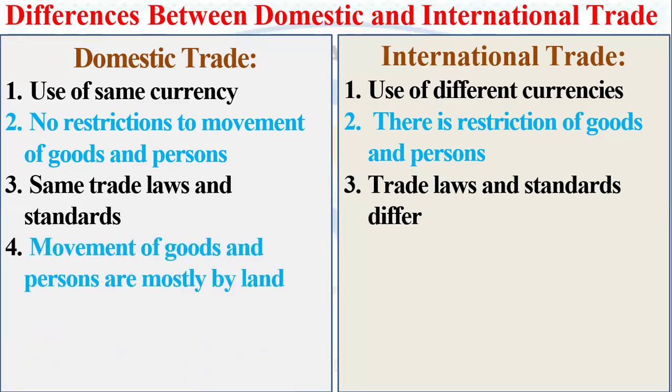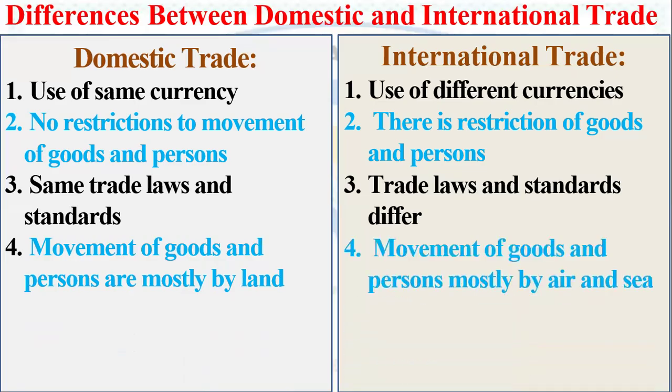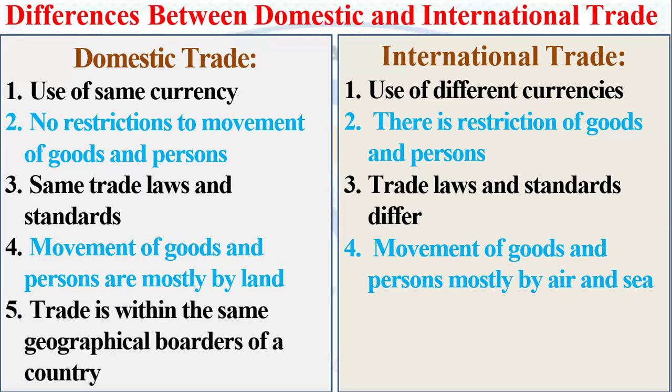Another difference is that the movement of goods and persons within local trade is mostly done by land, especially by train or by cars. However, when it comes to international trade, most of the goods are moved by sea or people move by air because of the distances among the countries that are exchanging goods and services.